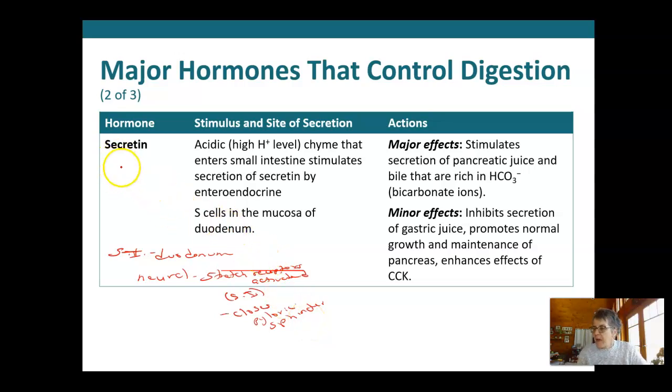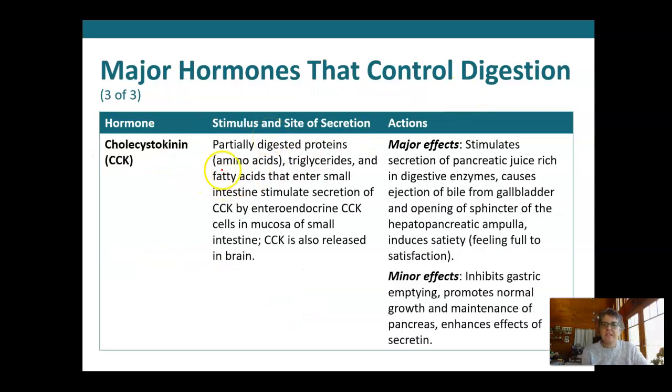The other aspect that's happening is the hormonal aspect. So there's two main hormones that we're going to be responsible for associated with the small intestine. The first one is secretin. Really, I don't want to talk about that one first. I want to talk about cholecystokinin. Cholecystokinin is a hormone coming off the small intestine. And this is a major hormone. And this one is stimulated due to proteins being present, triglycerides, and fatty acids.